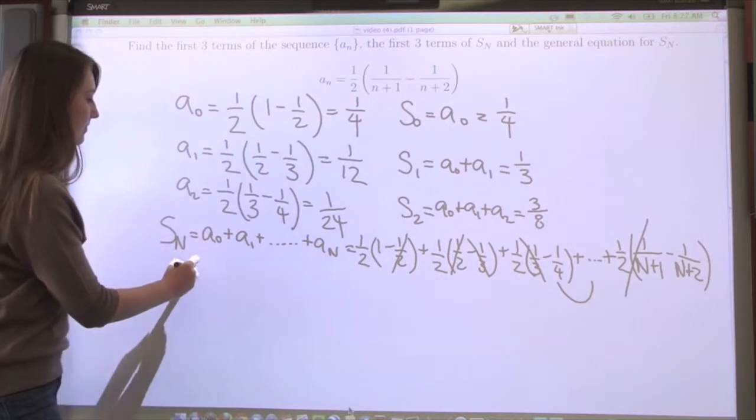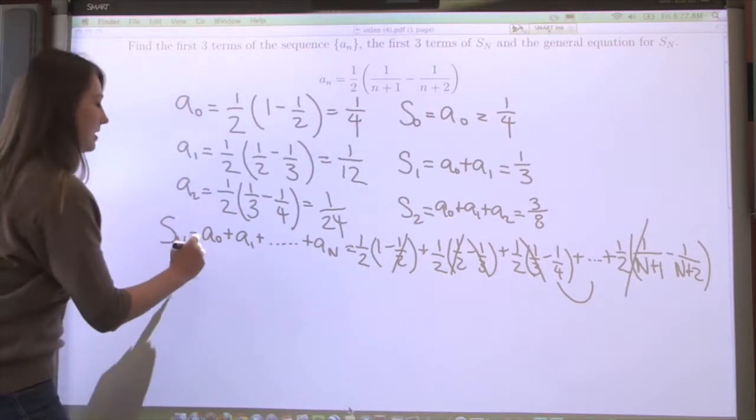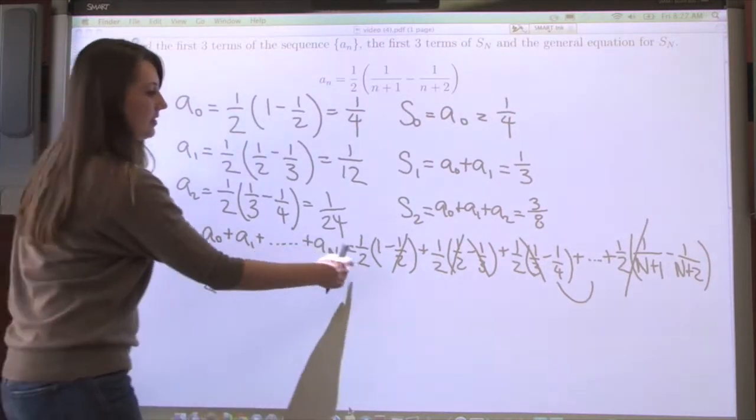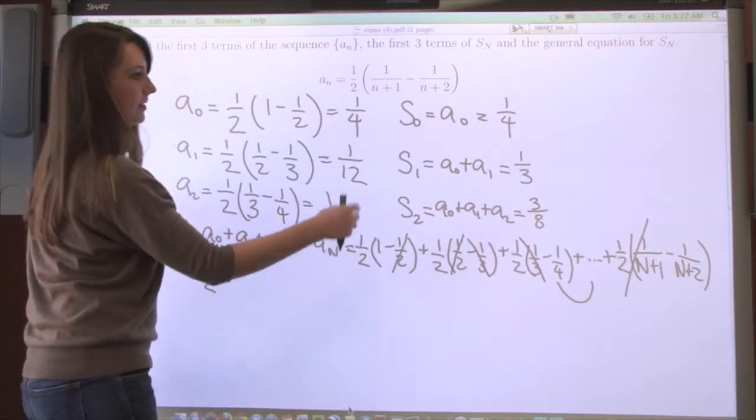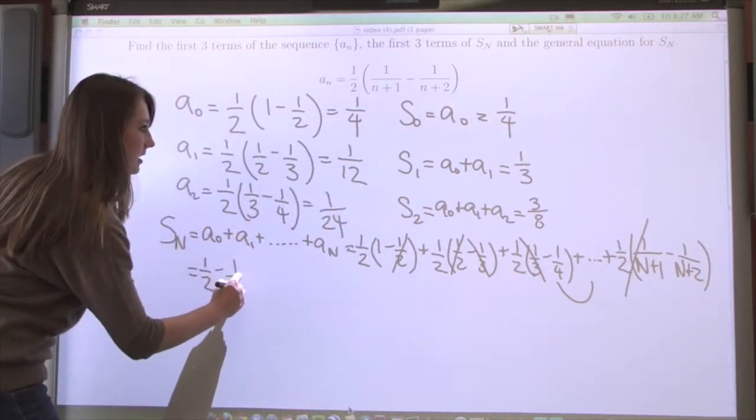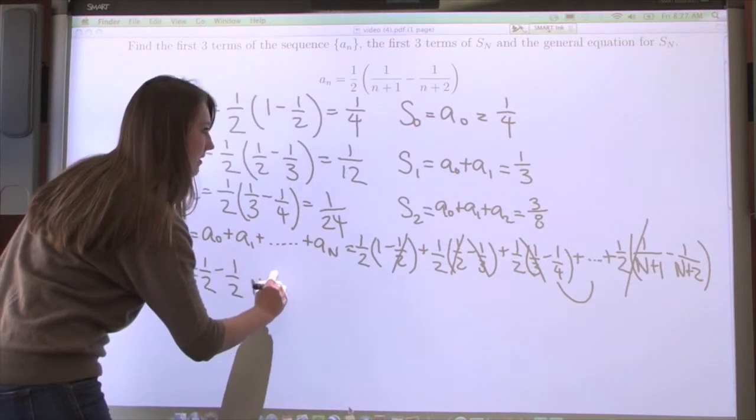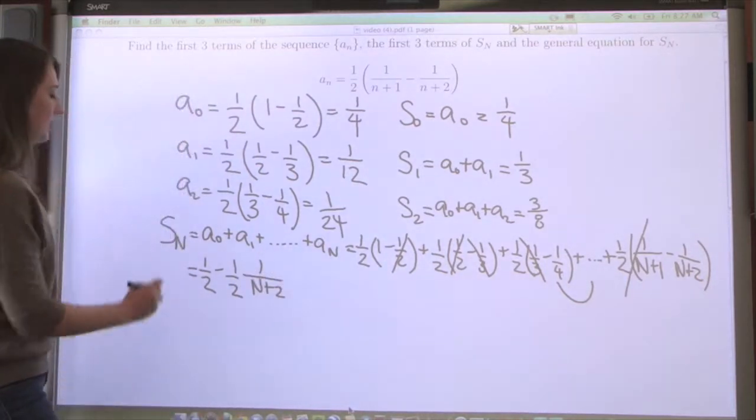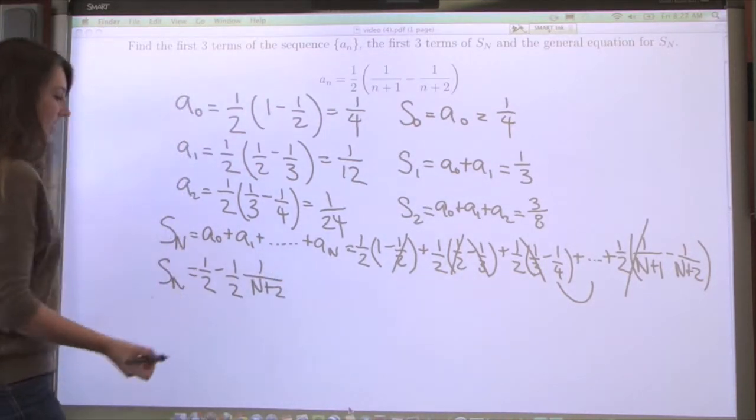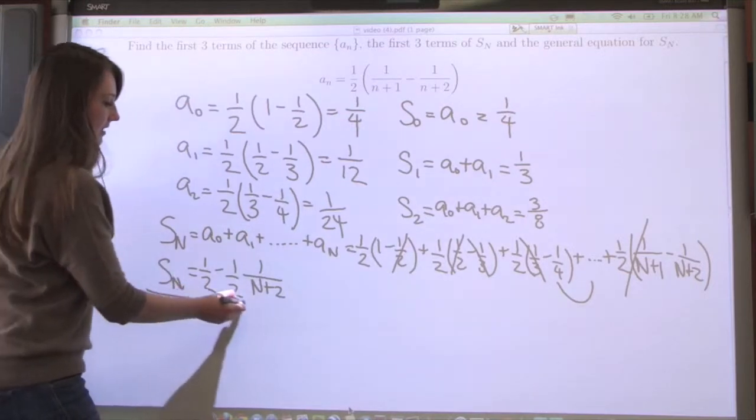So then we're left with S sub n is going to be 1/2, this 1/2 here, minus 1/2 n plus 2. So this is the last piece we had to find. And we're done.